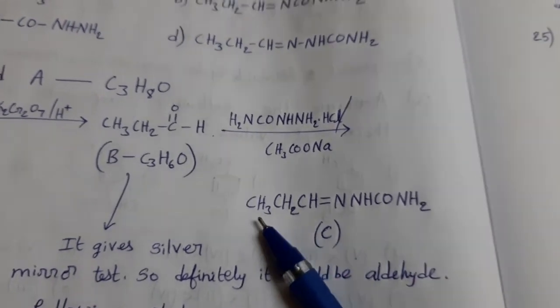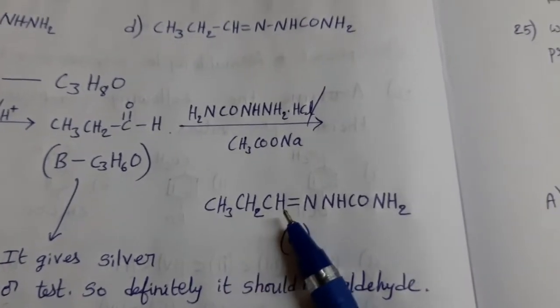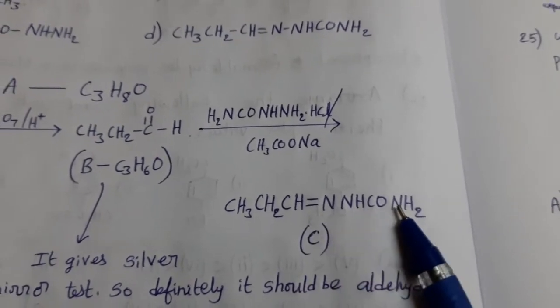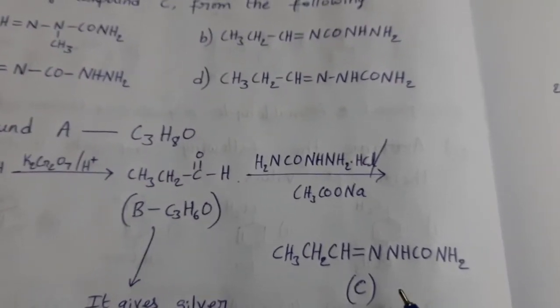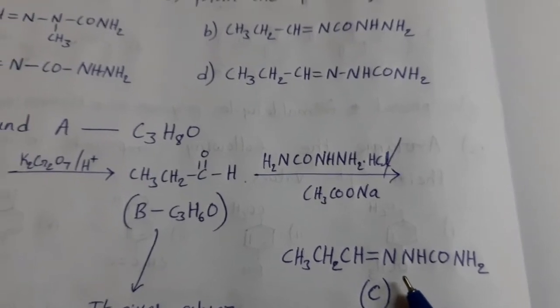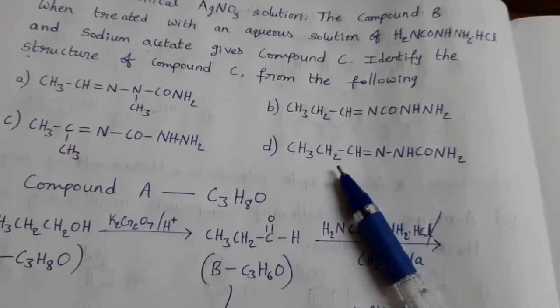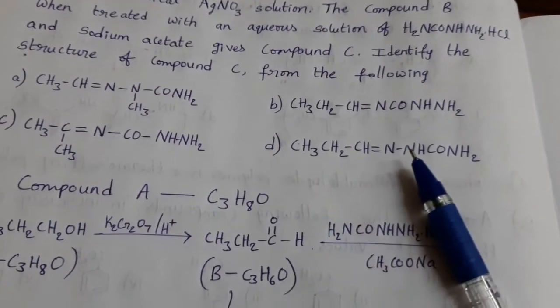So what is the product? CH3, CH2, CH double bond N, NHCO, NH2. This is structure C. Where is it in the options? Option D is the answer for this question.